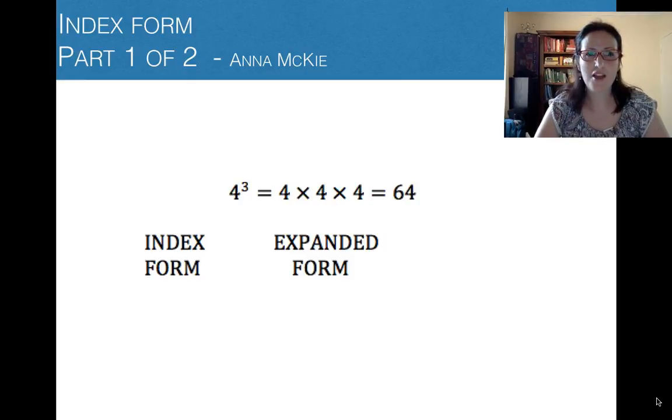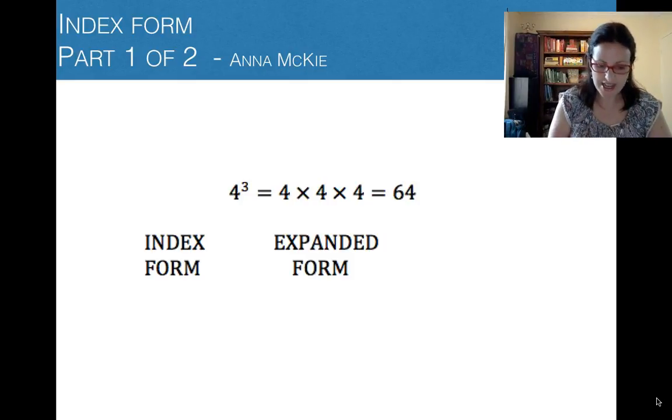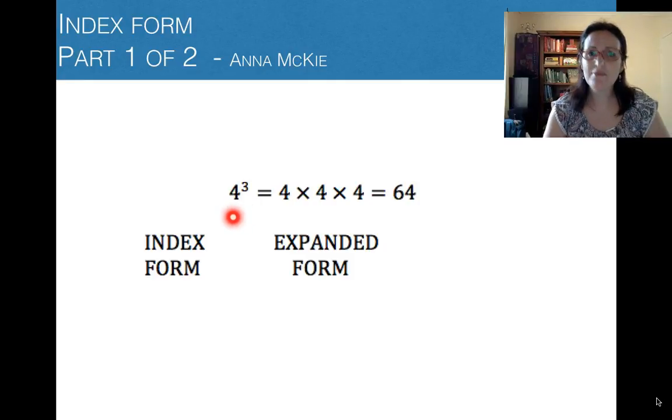The word index is just another word for power or exponent. As we can see here, 4 to the power of 3 is written in index form. Expanded form is where that power of 3 is expanded out, so that we have 3 lots of 4: 4 times 4 times 4.